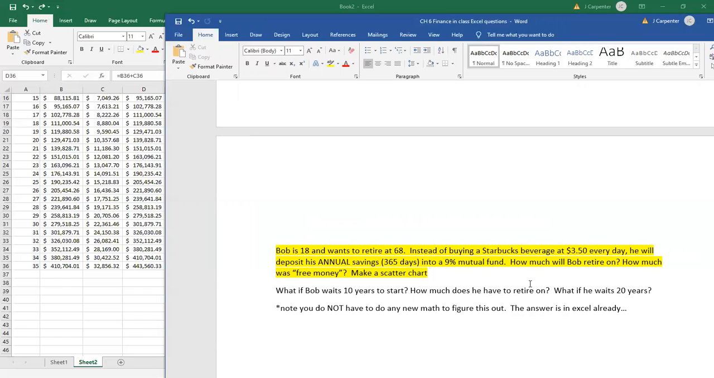Because so many of us go, nah, I don't need to start doing this now. If I wait 10 years, it's not going to have that much of an effect on me. Oh boy, are you wrong. Every 10 years is a significant effect in how much money you need to be putting away to get that same goal.